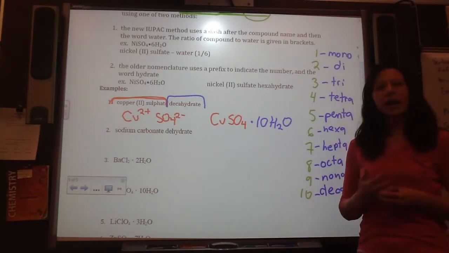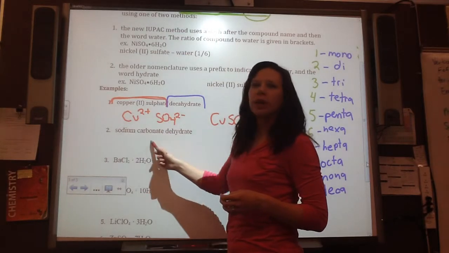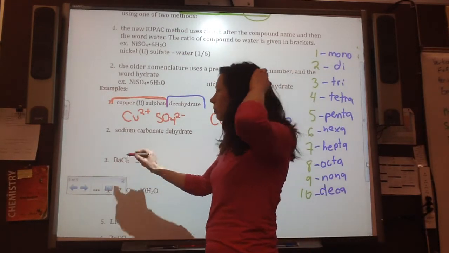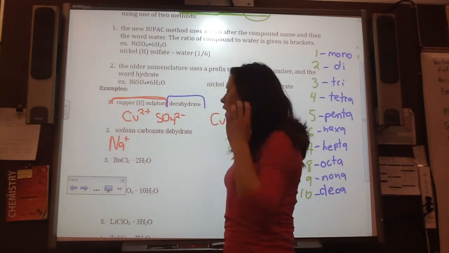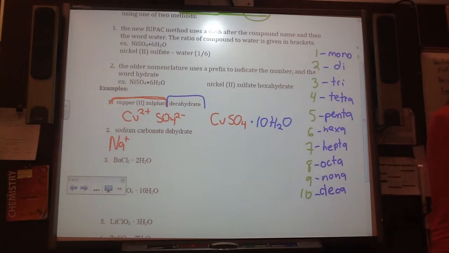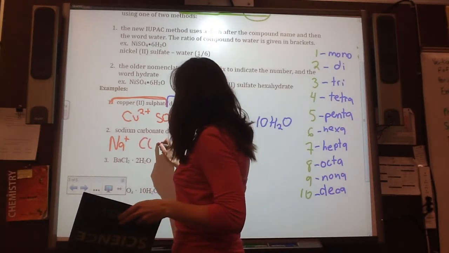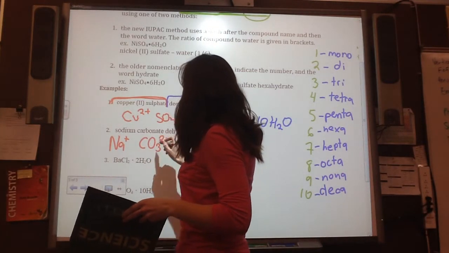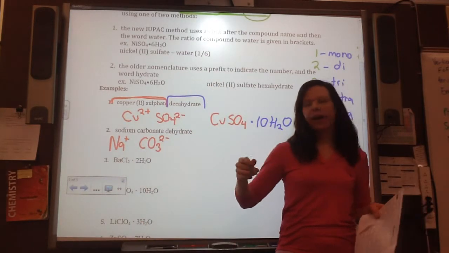So let's try the next one. Sodium carbonate, we just name like normal. Sodium is Na+, carbonate. All right, that kind of sounds weird. That's not carbon, so that means I need to look at my polyatomic ions. So carbonate is what? CO3 2-.